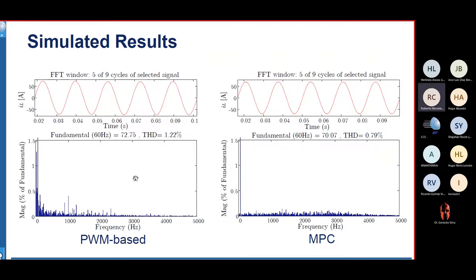Okay, this figure shows the total harmonic distortion when the PWM strategy is used. We can see here that the THD is 1.22%, and when the model predictive control is used, we have a total harmonic distortion of 0.79%.